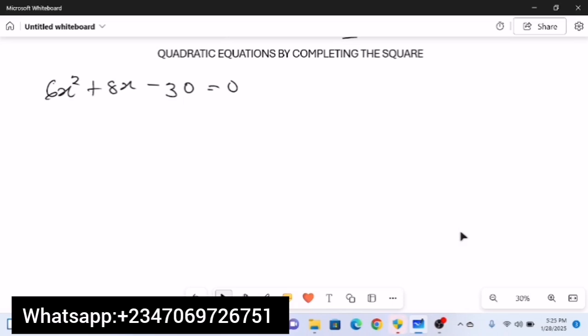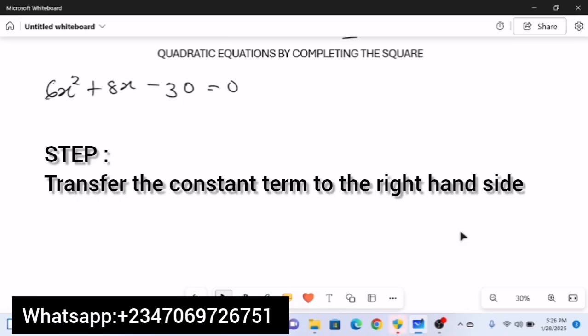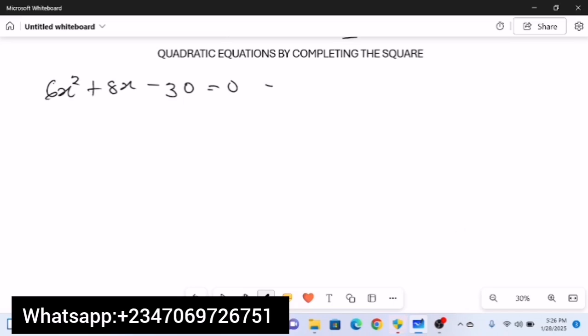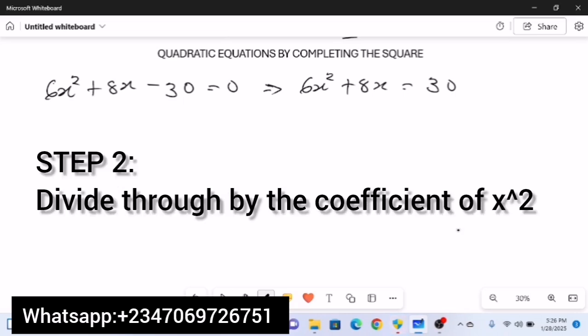Alright, the very first thing we'll do is transfer the constant term to the right hand side of the equation. So if we do that, this simply implies we are going to have 6x squared plus 8x equal to 30. We have negative 30, of course, as a constant term, so we transfer it to the right hand side of the equation, so it becomes positive 30. That's our first task.